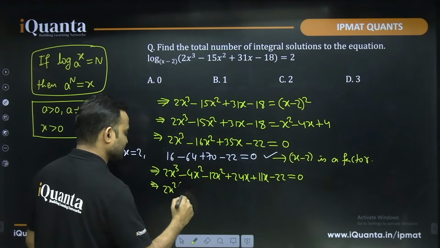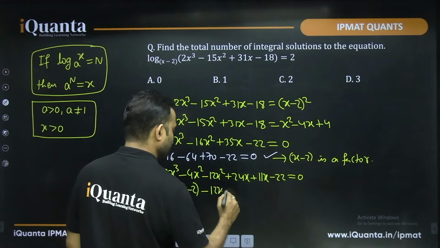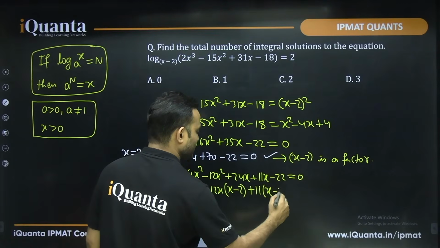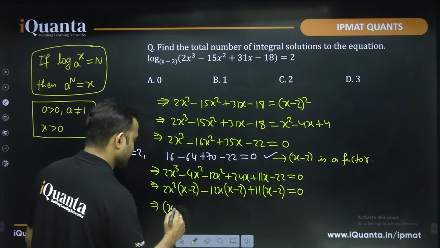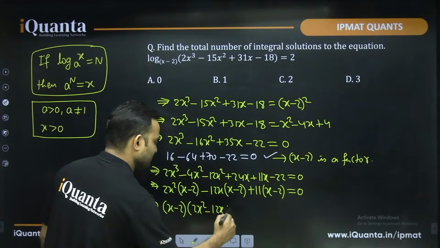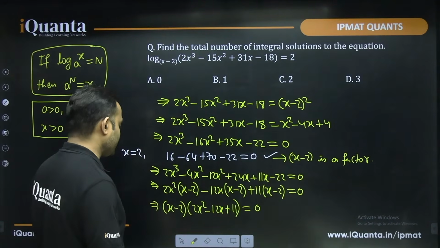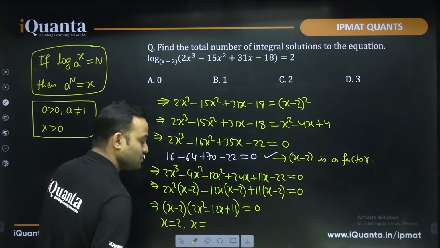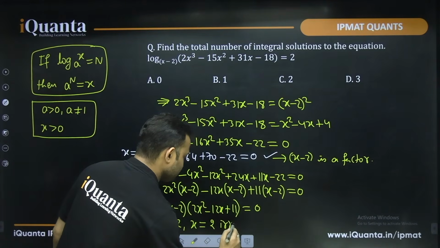We can take 2x square, x minus 2, minus 12x, x minus 2, plus 11, x minus 2 is equal to 0. Or take x minus 2 common, you are getting 2x square minus 12x plus 11 is equal to 0. Now you will see that we are getting x is equal to 2 and 2 irrational values, right? 2 irrational values.